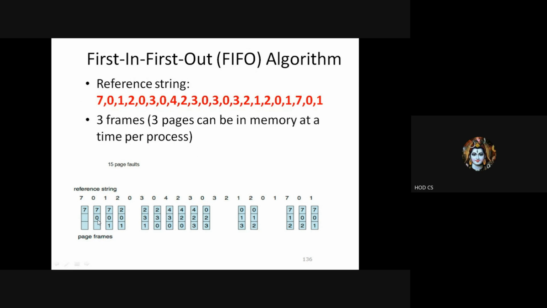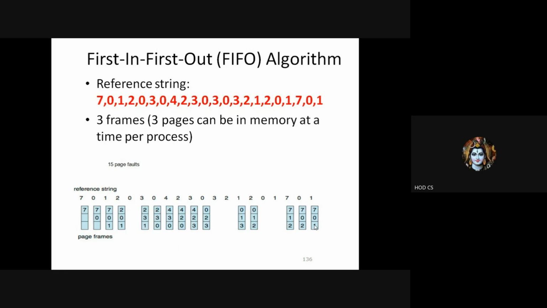This is also a change in the page, and so on. So what I'm going to do is count this. 1, 2, 3, 4, 5, 6, 7, 8, 9, 10, 11, 12, 13, 14, and 15. So according to this problem statement, the number of page faults is 15.